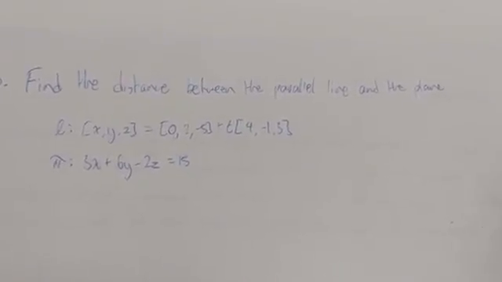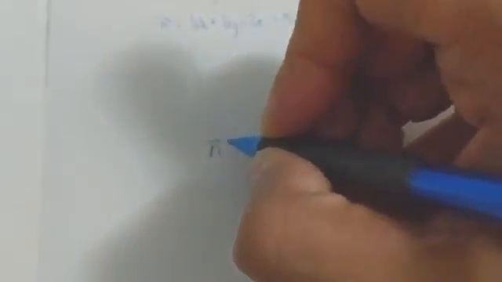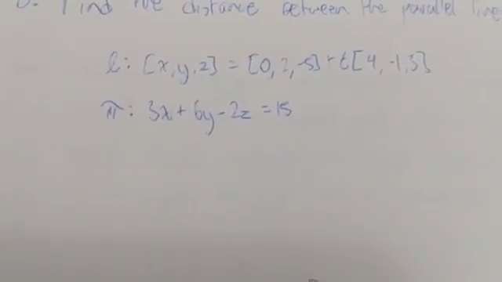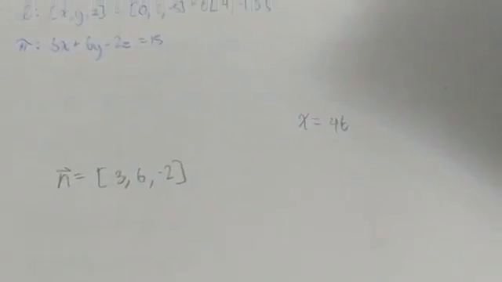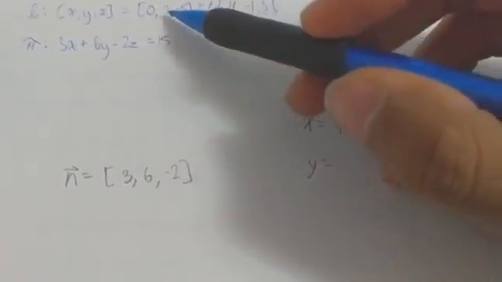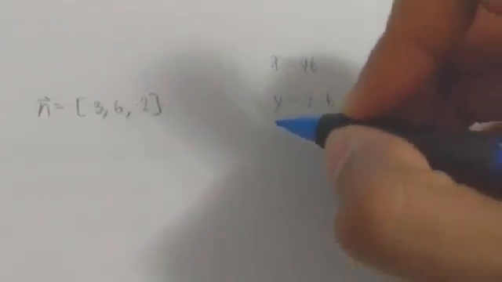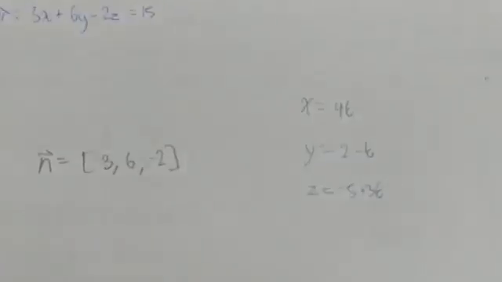So now the third example asks us to find the distance between the parallel line and the plane. In order to solve this question, we need to determine the normal vector. So that is n, and that is based on the scalar equation, which is right here. So n is equal to 3, 6, and negative 2, as you can see from this equation right here. Now we need to find a point on a line, and in order to do this, we have to look at the line equation and the parametric equations of the line. So that is x is equal to 0 plus 4t. So it's just 4t, and then y is equal to 2 minus t, and z is equal to negative 5 plus 3t.